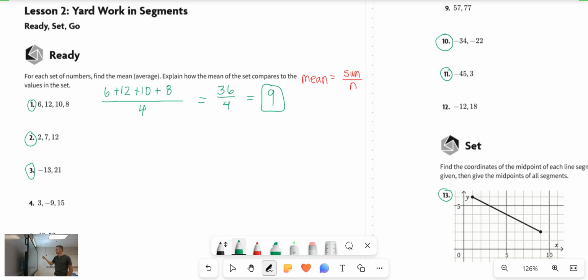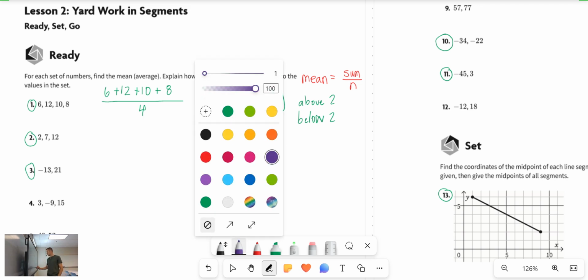And then explain how it compares. Well, it's right in between 10 and 8, our two middle numbers. It's above 2 and below 2, so it's sort of in the middle in that sense as well. So that works. Let's go to number 2.